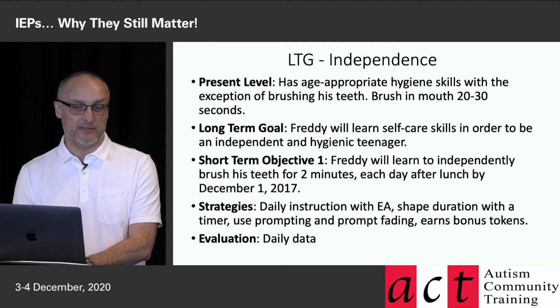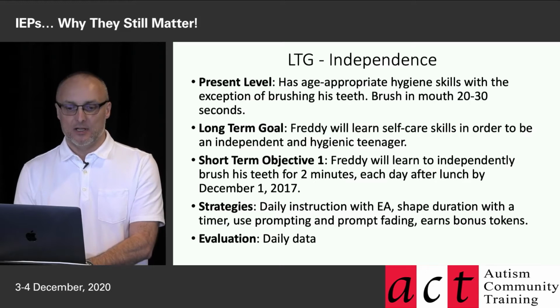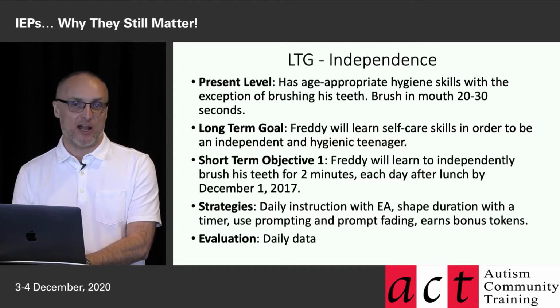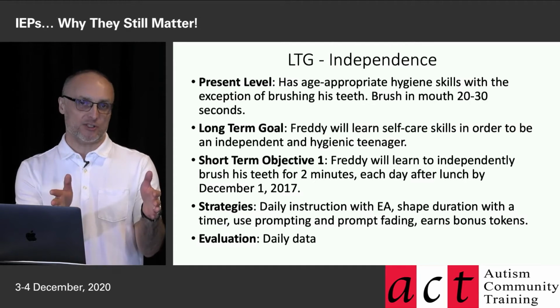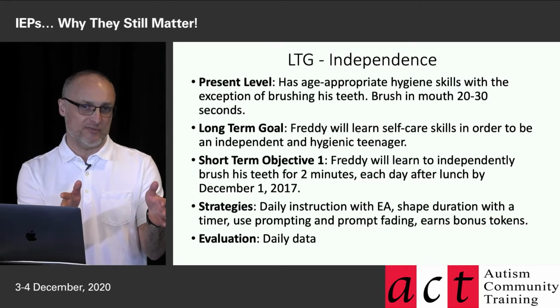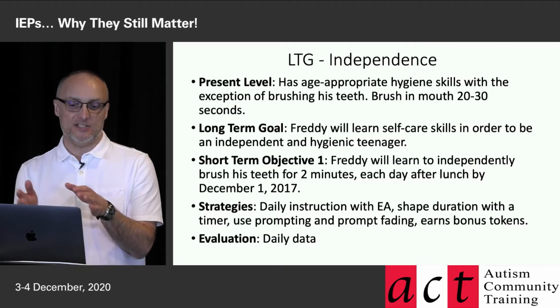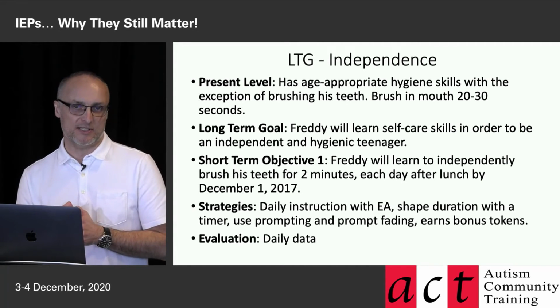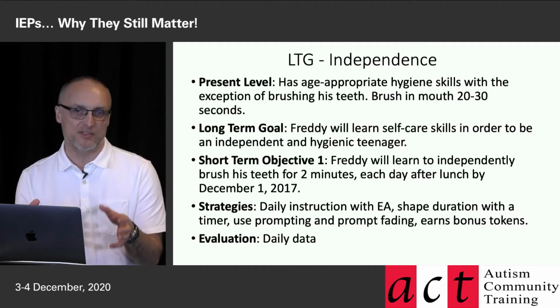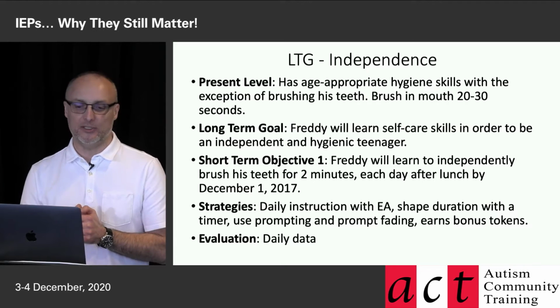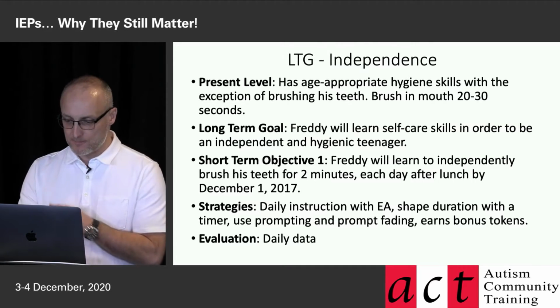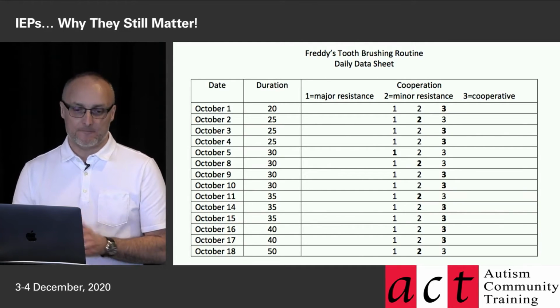The strategies are daily instruction with the education assistant. When? After lunch. We're going to shape duration with a timer, which means he has to brush until the timer goes off. And once he's achieved that, we extend the length of the timer. We're going to use prompting and prompt fading, and he's going to earn bonus tokens on his token system. So you see those fundamental elements of tactics and strategies are clearly articulated there. They're lean and mean. And here's the data.